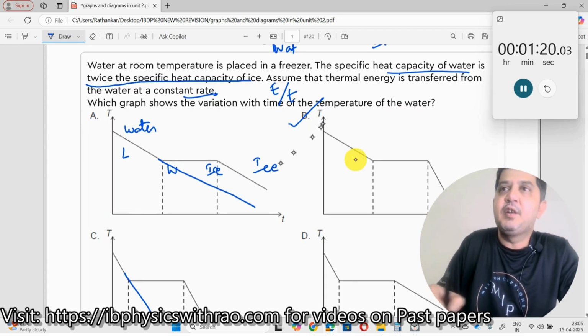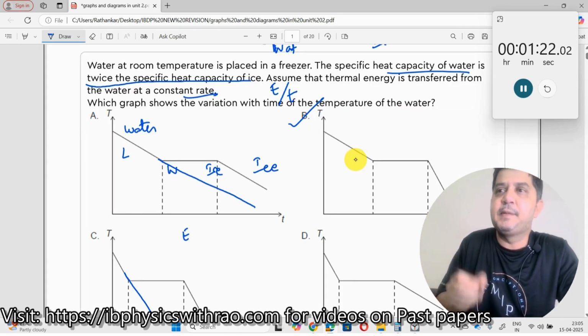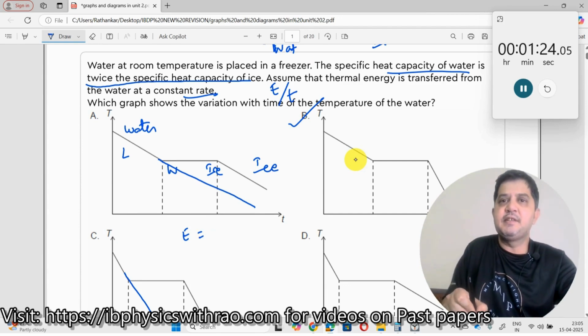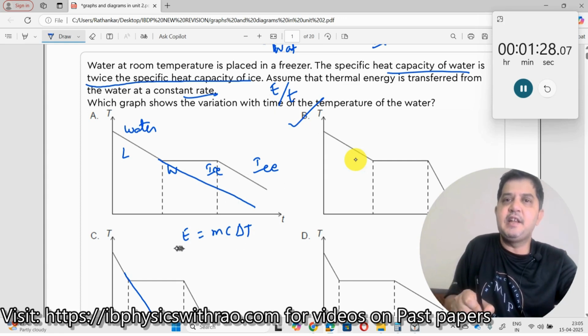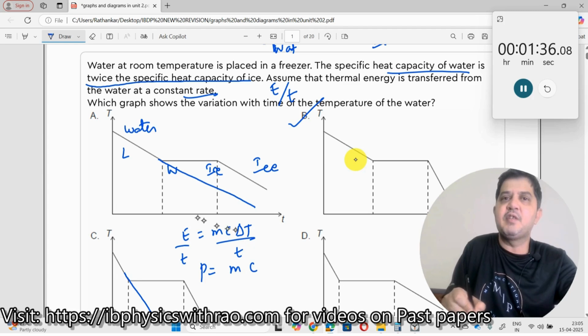Okay, now we know that whenever there is a specific heat equation, we'll always write this as E equal to MC delta T. Since I have E by T, I'll divide by T, and E by T is constant, which is already given over here. I can write power is equal to MC into delta T by delta t. Delta T is the y-axis, small t is the x-axis. This should be the slope, right?